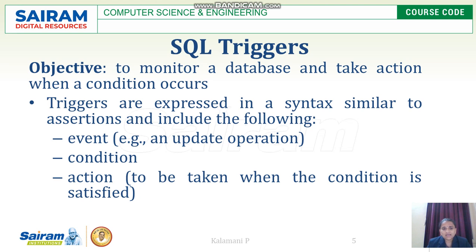A trigger should have three things. First, the event. Event means any update operation. When you are doing any update operation, only then is the trigger required. For example, an employee's salary is updated, or in a banking database the minimum balance is changed, or the customer is withdrawing an amount from the bank savings account. These are update operations. Then the condition, and the action to be taken when the condition is satisfied. These three things should be there in triggers. We create a trigger like an assertion, using the create command.